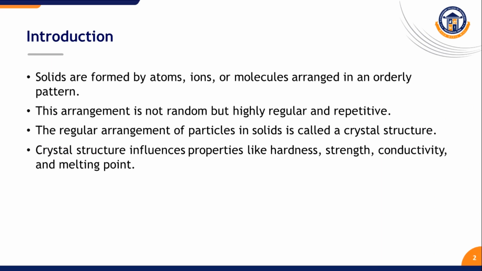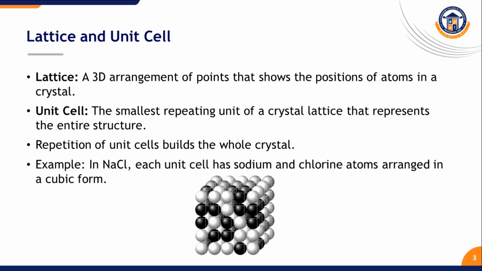Solids are not just randomly packed particles. Instead, atoms, ions, or molecules are arranged in a very ordered and repetitive way. This regular arrangement is what we call a crystal structure. The way atoms are arranged determines important material properties like hardness, strength, conductivity and even melting point. So by studying crystal structure, we can understand why different materials behave differently.